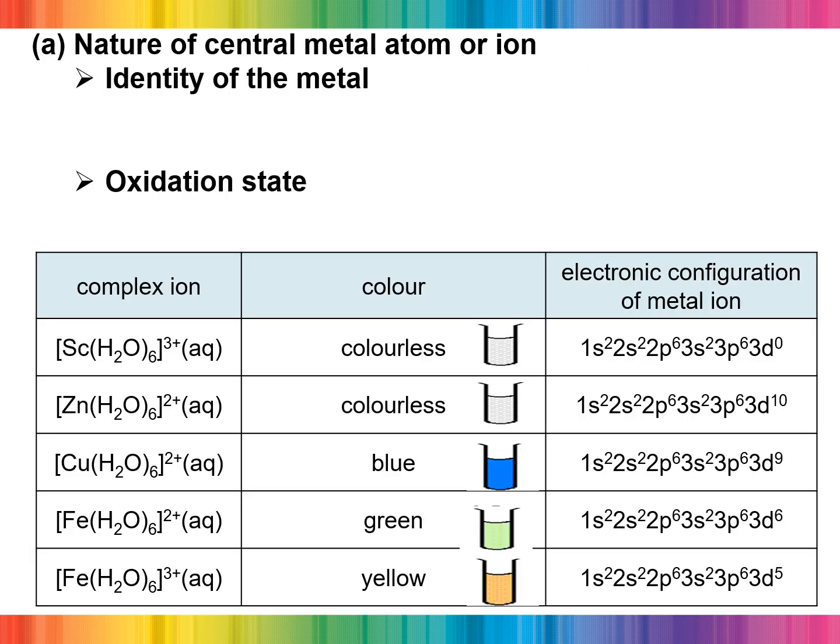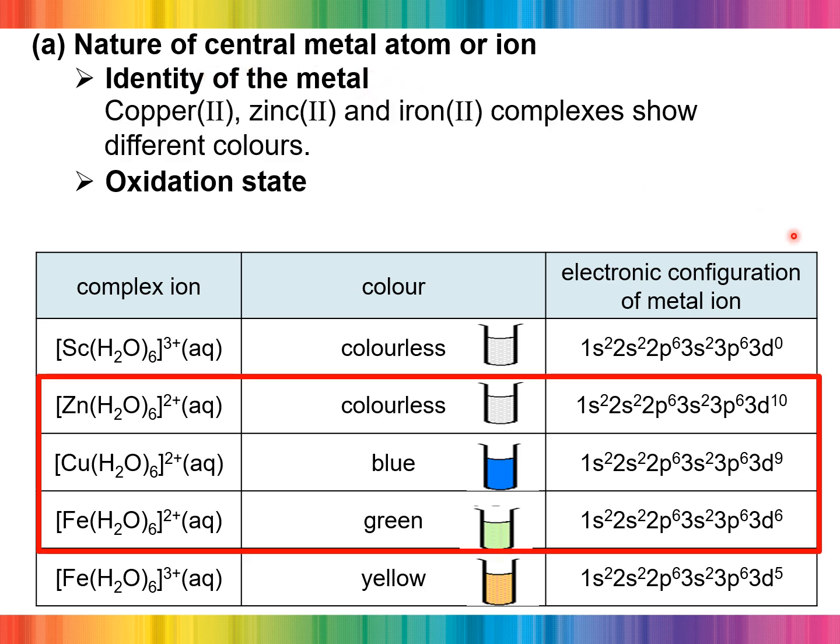All right, so that leads us to part A, the nature of the central metal atom or ion. The metal ion itself can allow us to predict the type of colors that we see. Like what we learned from QA, iron 2 plus aqueous will be pale green or green, copper 2 plus will be blue, and zinc 2 plus will be colorless. And you know why zinc 2 plus is colorless, right? Because d-d transition is not possible here.